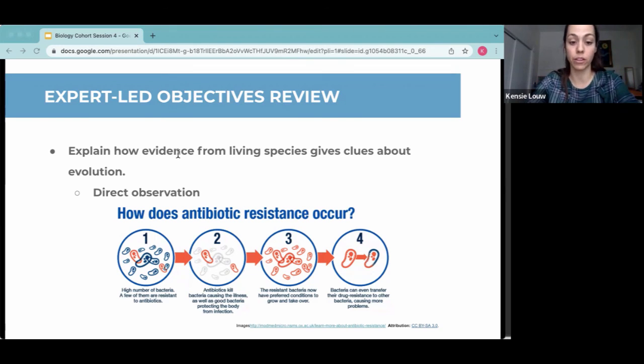Another example of this in viruses would be drug-resistant HIV. And another example in insects, another group that often has short life cycles and large populations, is malaria-carrying mosquitoes that are resistant to certain pesticides.